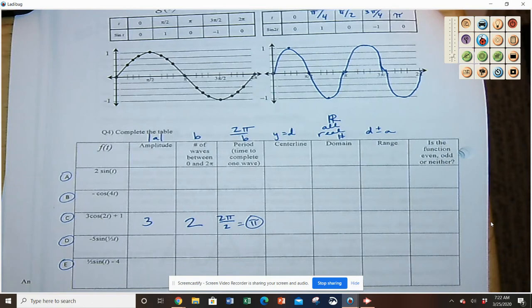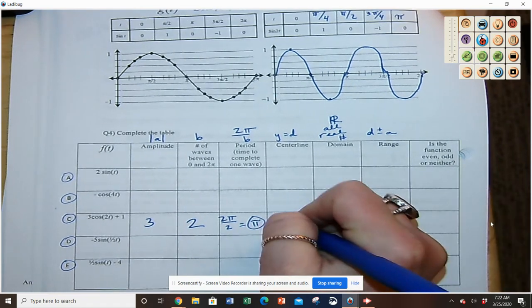All right, your center line will always be written as an equation. So I have y equals 1. Line.